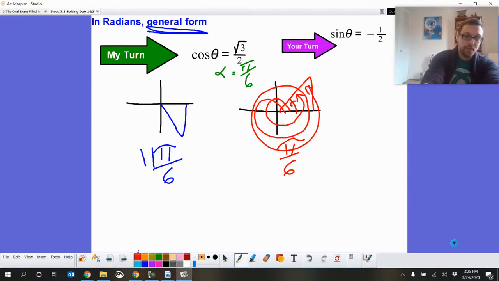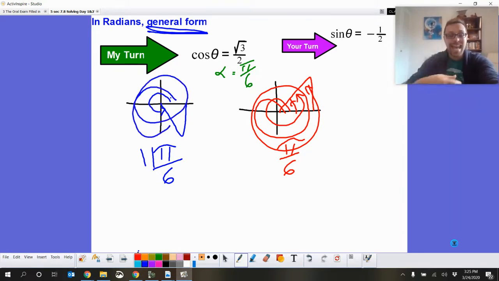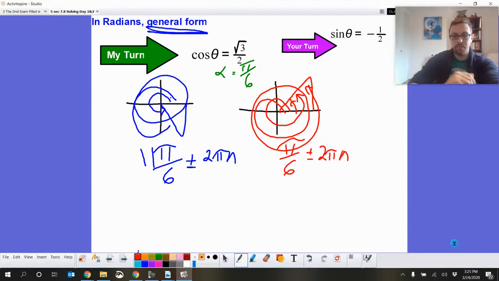Same thing with this one. Here's our first angle, but then we could spin around and stop again. So we need to add on these spins. So we need to add on 2 pi n. That's adding on the additional spins that we could get. We also want to subtract, because we could go in the positive direction or in the negative direction. Same thing with this pi over 6. So plus or minus 2 pi n.